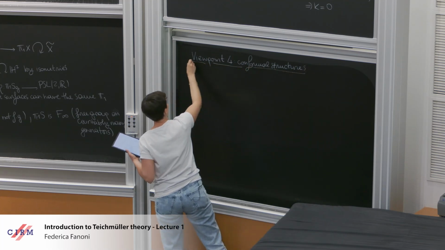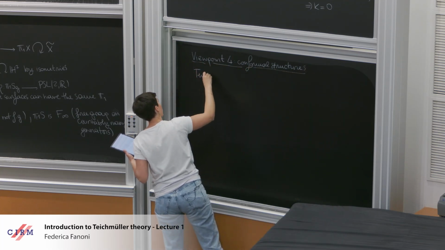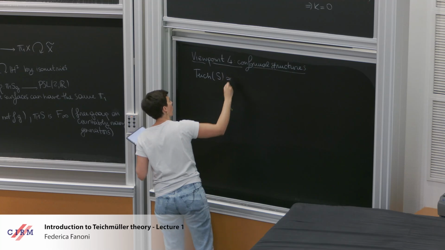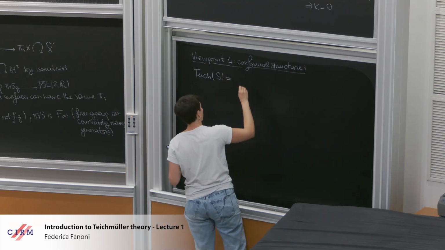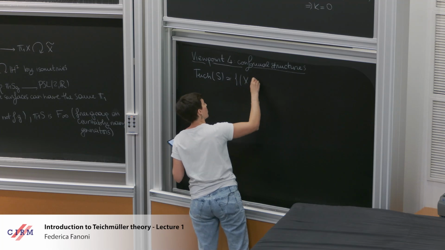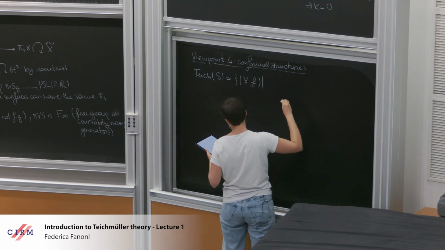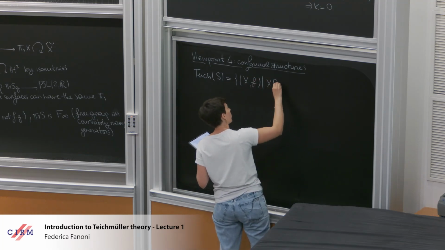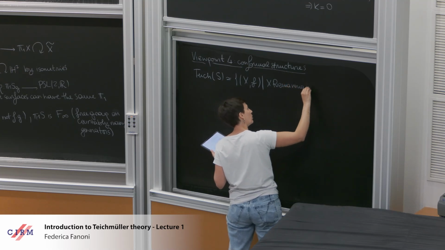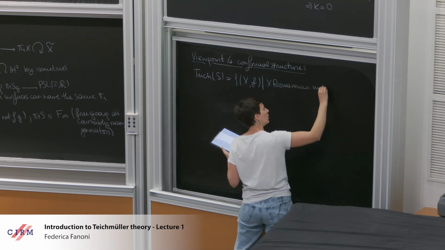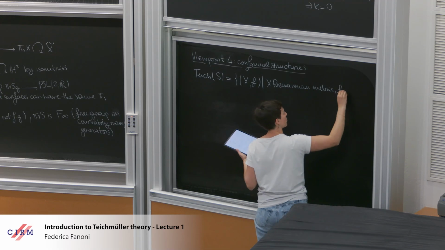So what I'm just going to say is that we can identify Teichmüller space also with the space of marked conformal structures, which are defined. By now we know how this starts. So here I have X. Now it's going to be a Riemannian metric.